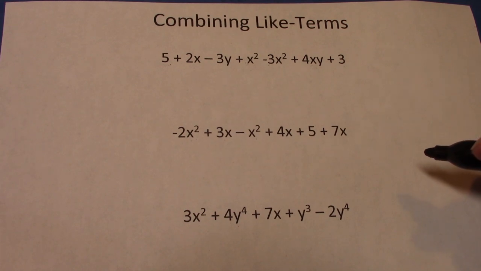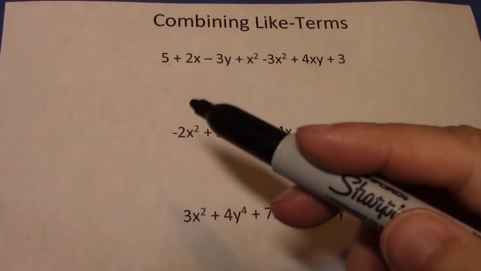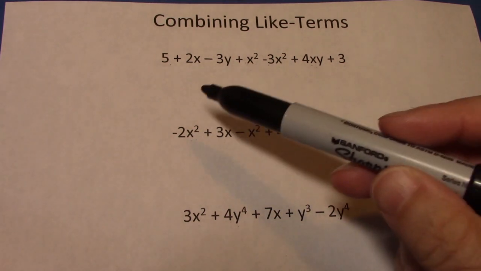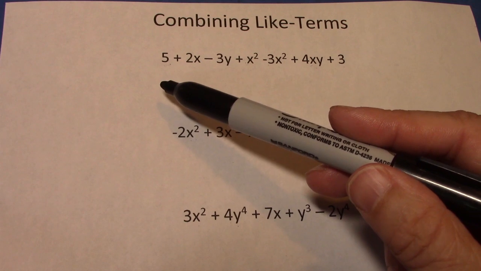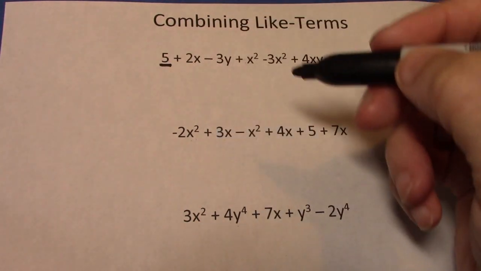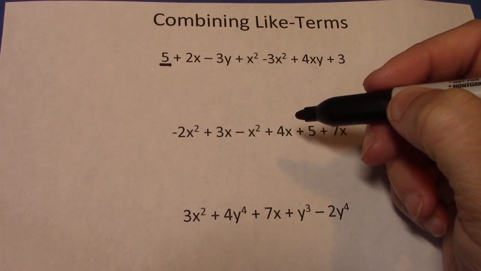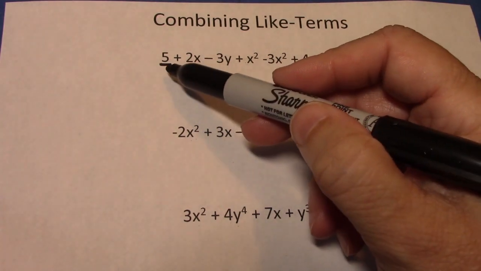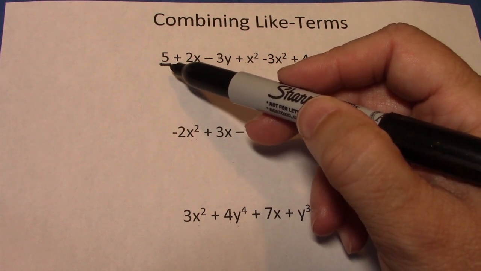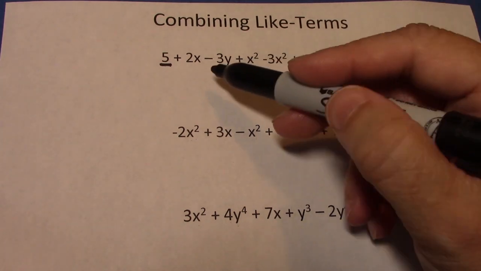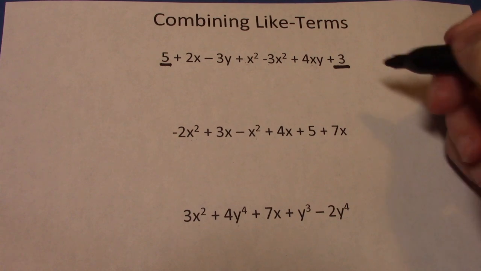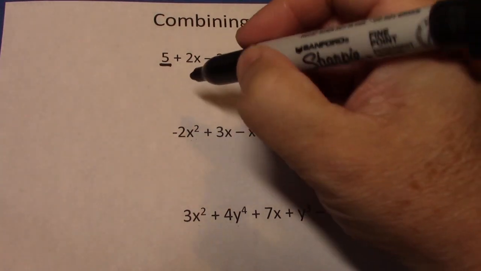So let's do some examples of combining like terms. And we have some rather long expressions here. You can do this in a variety of ways. I personally like to start from left to right, and as I go along, I underline so that I know that I've taken care of that term. And it also helps me see, this is 5. Its like term will not have any variables, so I can look all the way through here and not see another one until I get to here, 3. So 5 plus 3 is 8.